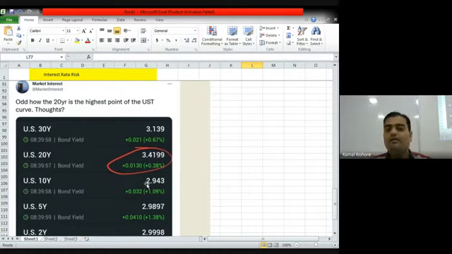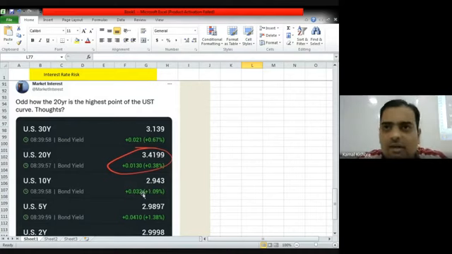But these are the rates trading today. If I'm investing in a 20-year bond, or a 20-year treasury security, I'll get this yield today. Tomorrow it may change, but you are investing at this rate. If you are investing for 30 years, you'll get 3.139. So this is about your yield curve.